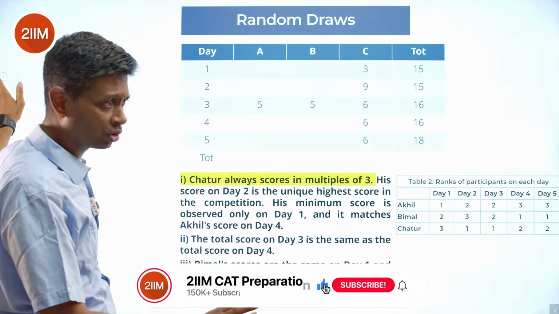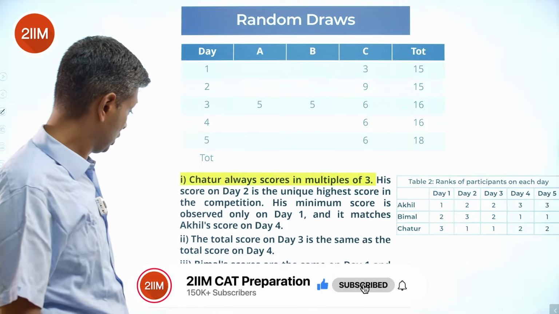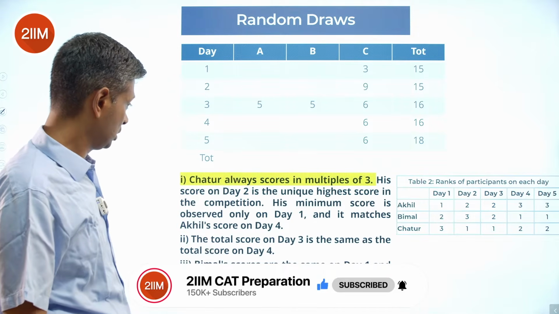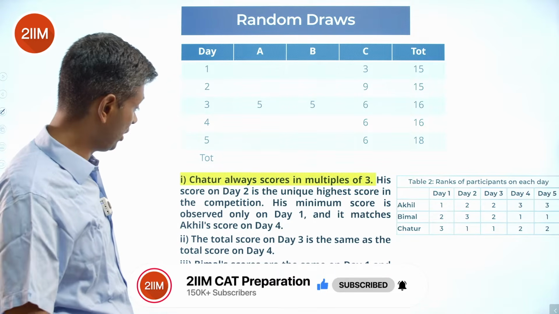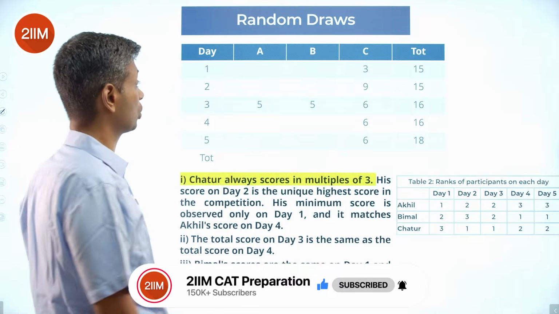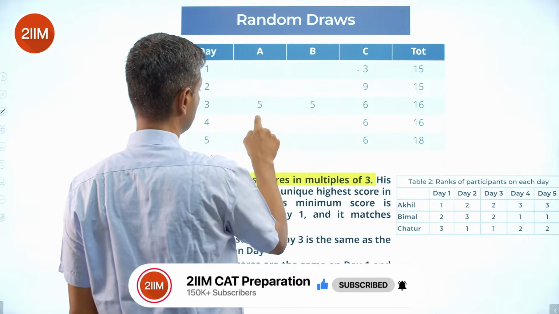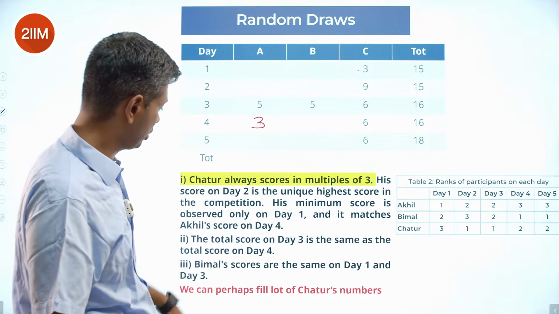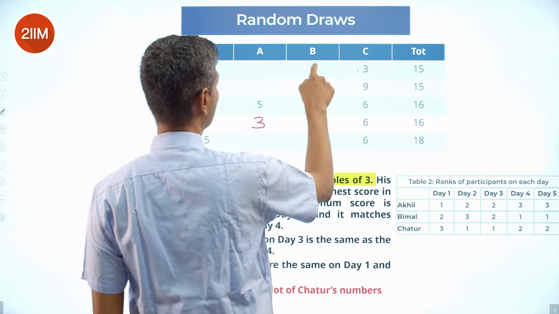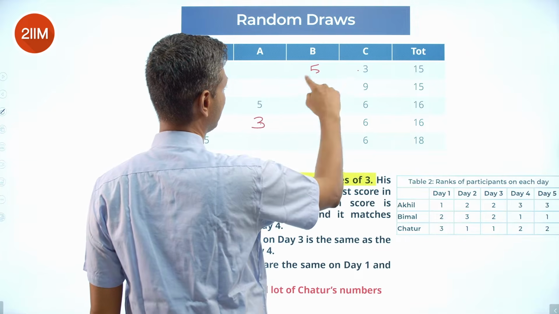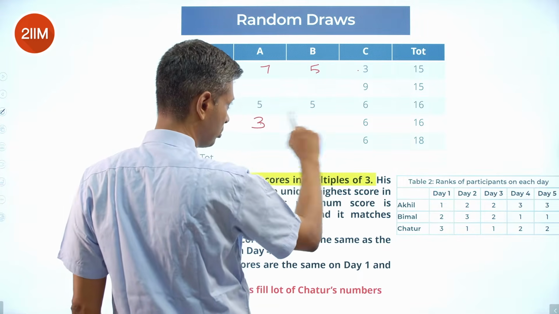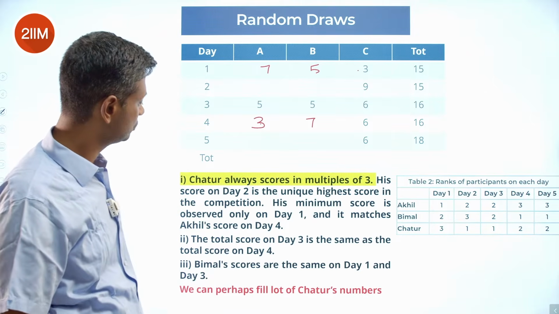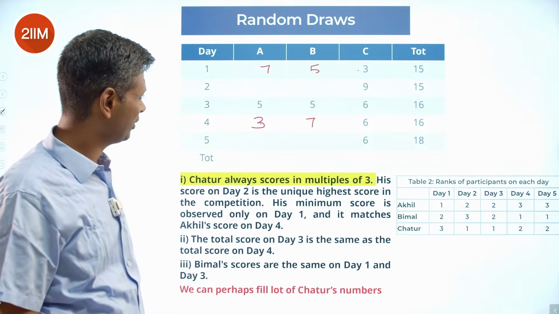You can fill in all of Chatur's numbers. We know the total score on day 3 is the same as the total that we have done. His minimum score is observed only on day 1 and matches Akhil's score on day 4. This is equal to this. We know this is 5. Bimal's scores are the same on day 1 and day 3. This is 5, this is 5. 5 plus 3 is 8, so this should be 7. 3 plus 6 is 9, so this should be 7. Nice. 7, 5, 3, 5, 5, 6, 3, 7, 6.